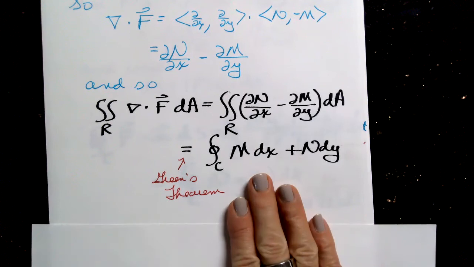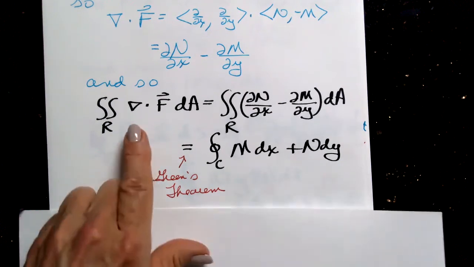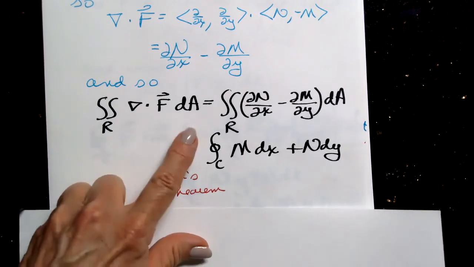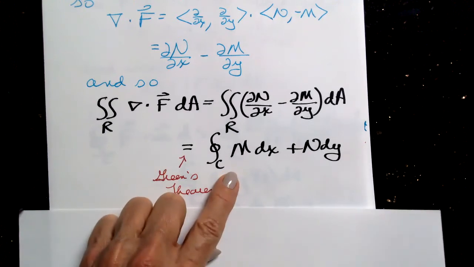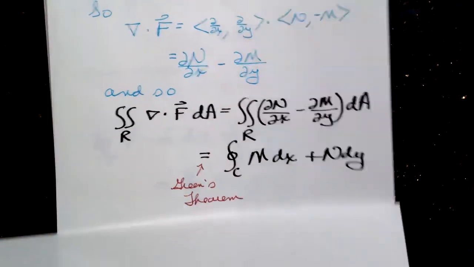All right, so now we'll keep that in mind. So the divergence of F integrated over R gives me the line integral of m dx plus n dy. All right.